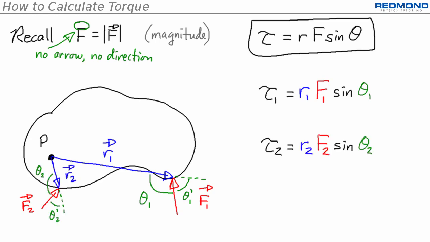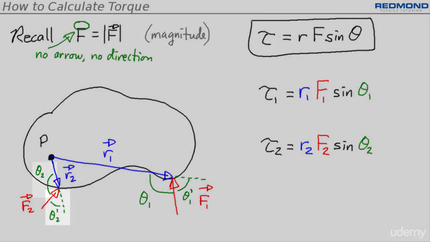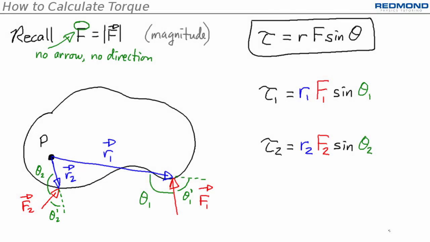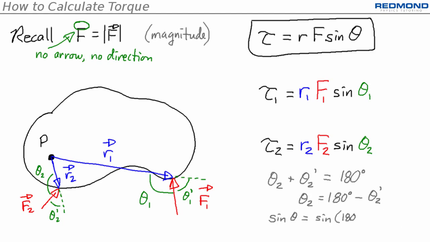Students often ask which angle they should use. For example, when finding Tau 2, should they use theta 2 or theta 2 prime on the other side here? It turns out that it doesn't matter because theta 2 plus theta 2 prime is equal to 180 degrees, which means that theta 2 is equal to 180 minus theta 2 prime. And there's a trig identity which states that sine of theta is equal to sine of 180 minus theta. This is great. You don't have to worry about which angle to use. Just use whichever one is easier to find on your diagram.